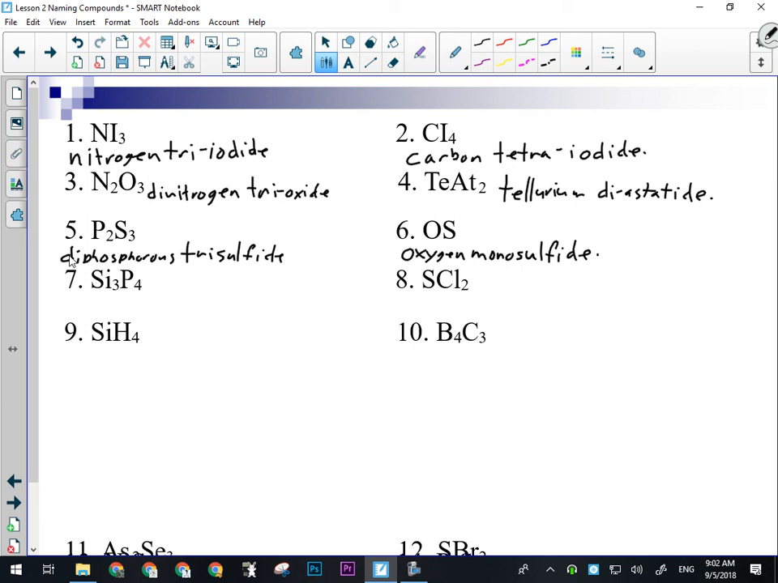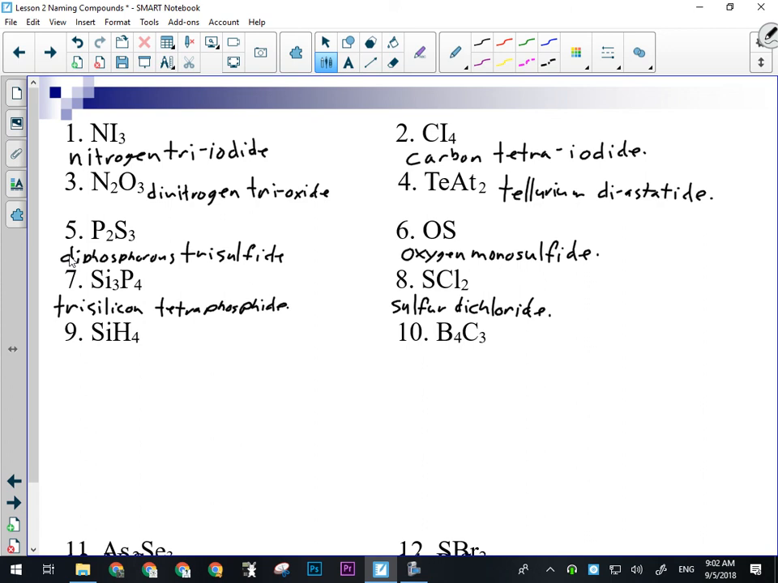All right, we've got 3 silicon and 4 phosphorus, so we have trisilicon tetraphosphide. Okay, and then for number 8, we have sulfur and 2 chlorines, so this will be sulfur dichloride. Okay, questions on any of those so far? How many people have done the last 2?